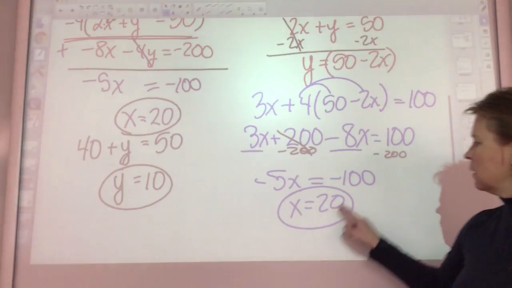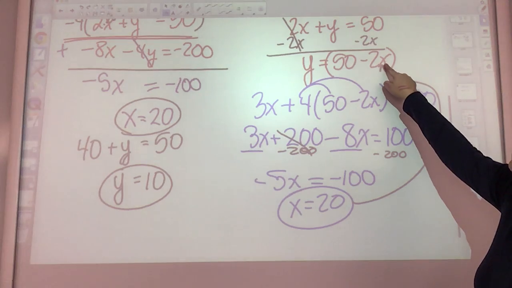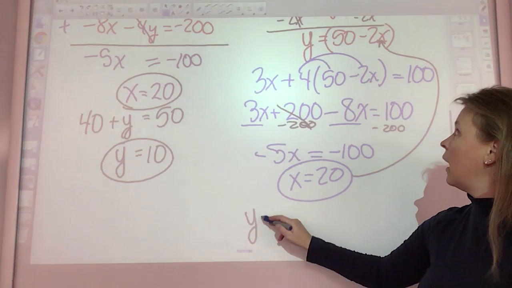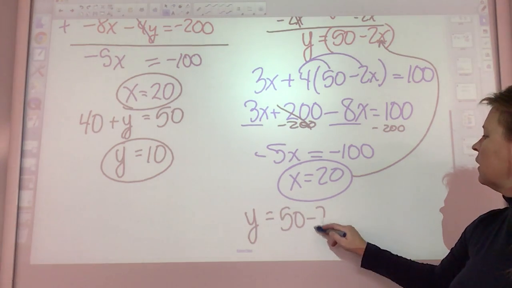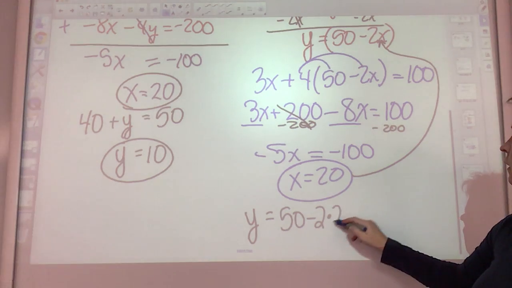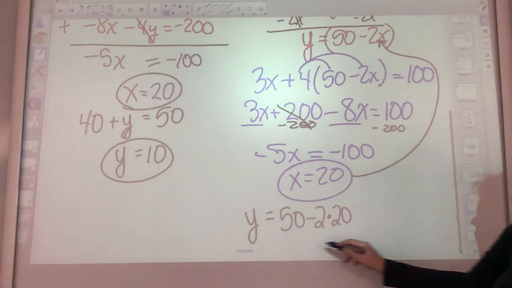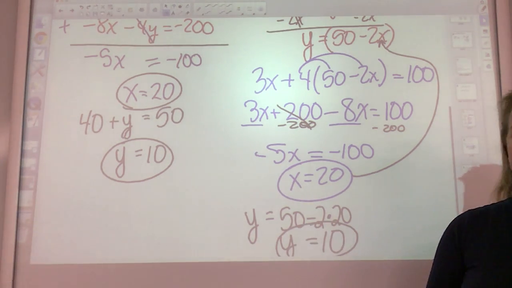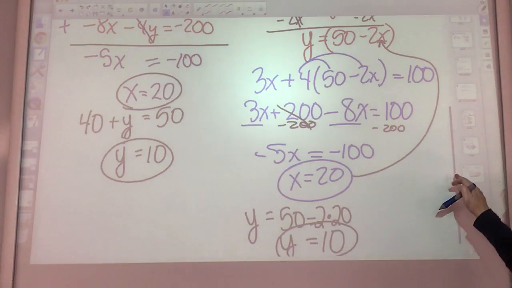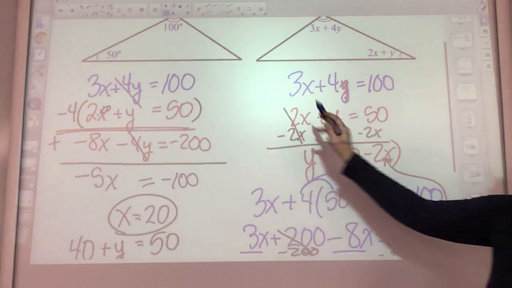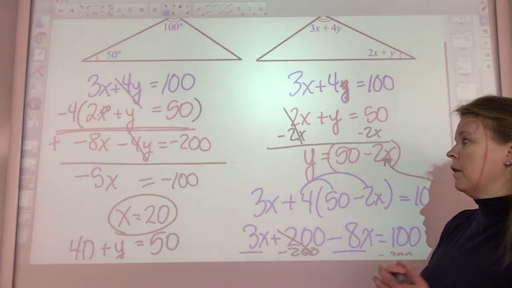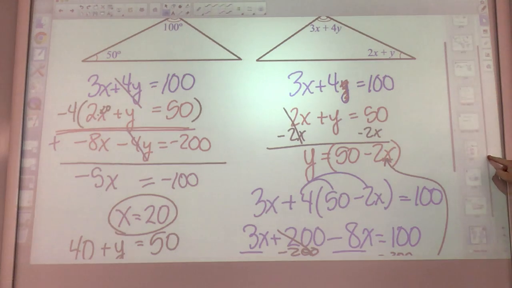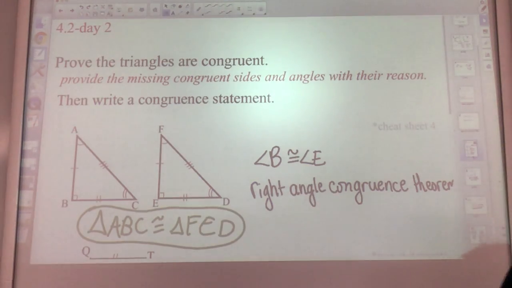How do I find y? Once I know x using substitution, you put it right there, right in our parentheses where we solved for y in the first place, and it says y equals 50 minus 2x. 50 minus 2 times 20. 50 minus 40 is 10. Yes, you do have a couple of those on your assignment, so you're going to try it. Substitution or elimination, your choice, or you can do one of each. There we go, long notes, section 4.2, day 2, working with proving triangles.